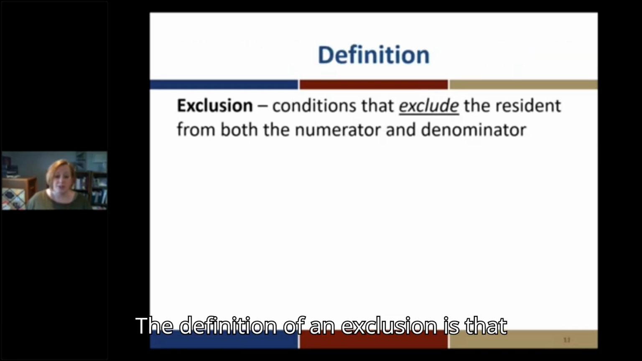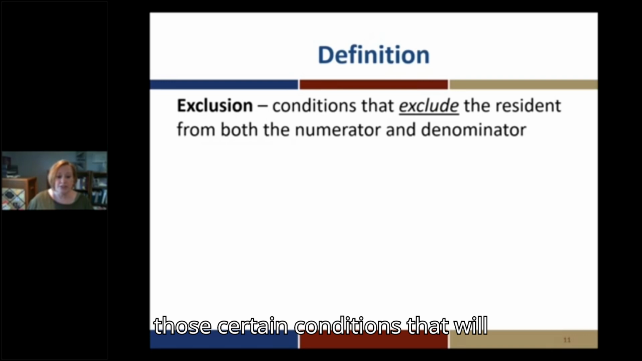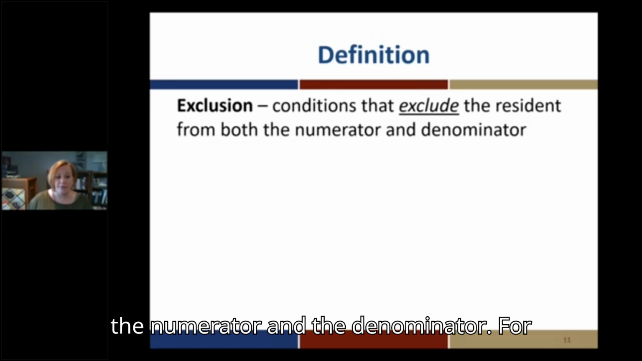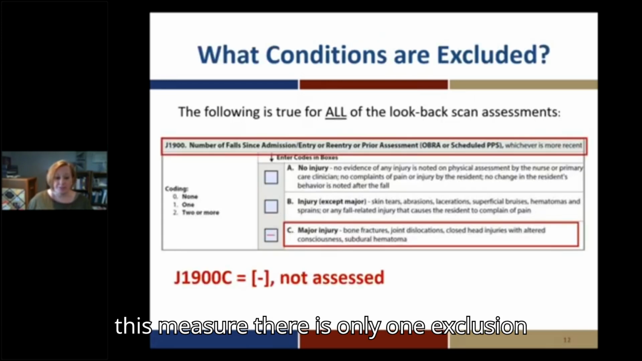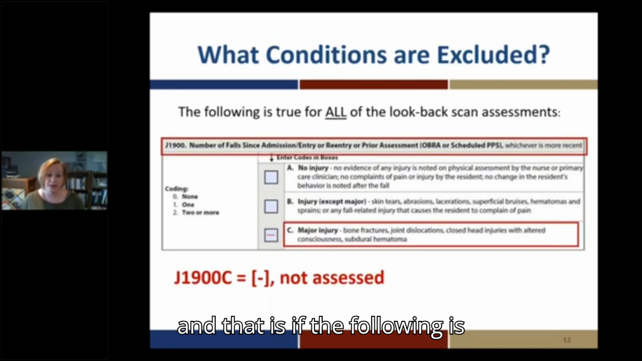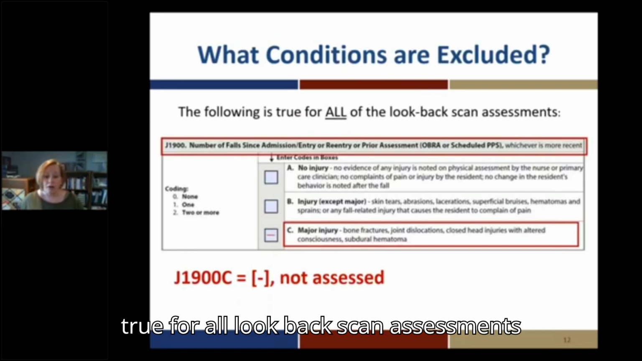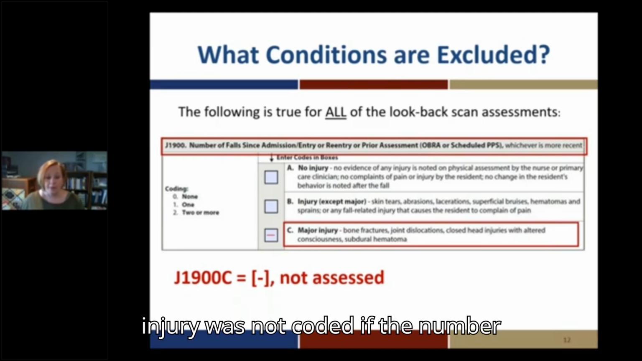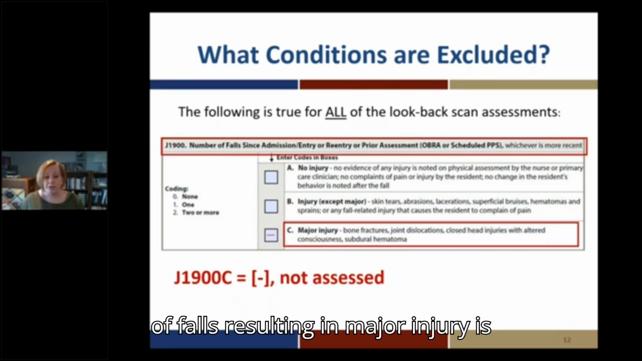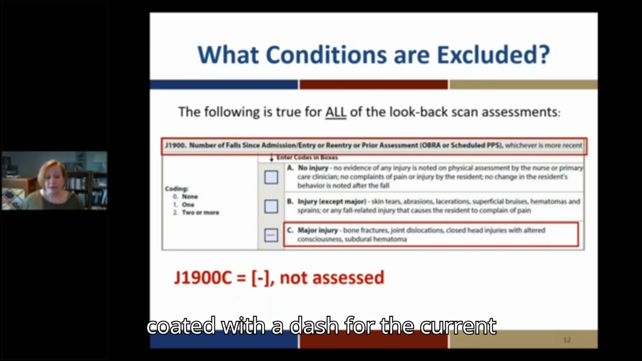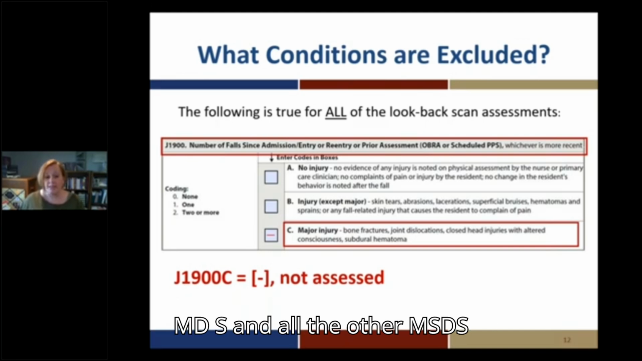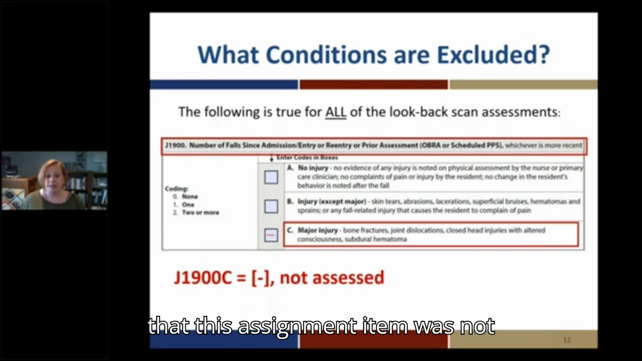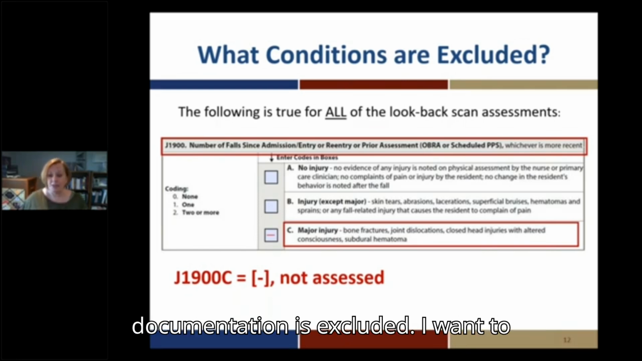The definition of an exclusion is those certain conditions that will exclude a resident from being counted in the numerator and the denominator. For this measure, there is only one exclusion, and that is if the following is true for all look-back scan assessments: that the number of falls with a major injury was not coded. If the number of falls resulting in major injury is coded with a dash for the current MDS and all the other MDS assessments in the look-back scan, meaning that this item was not assessed, this documentation is excluded.